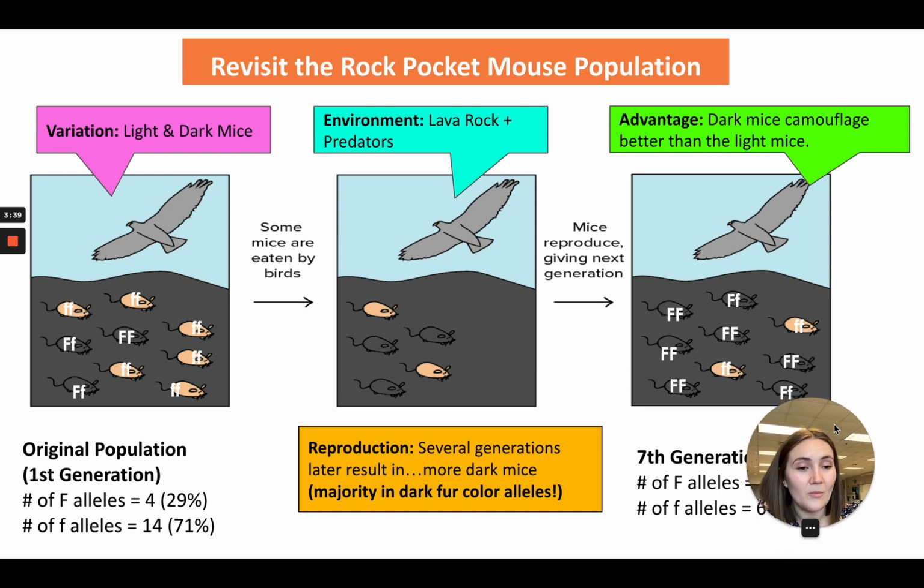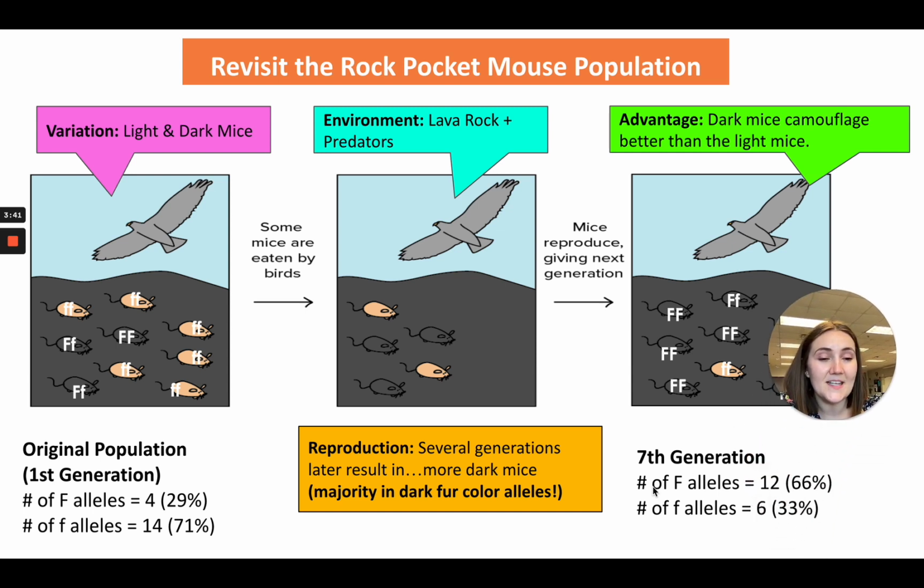So as a result, when we look at the percentage of alleles in this population, as you can see in these pictures here, I have capital F is dark fur, lowercase f is light fur. We're going to see a change. By the 7th generation, we're going to see about 66% of the gene pool is going to have the dark fur alleles, and our light fur has actually gone down. It's now at 33%. So let's put this together back in that table.